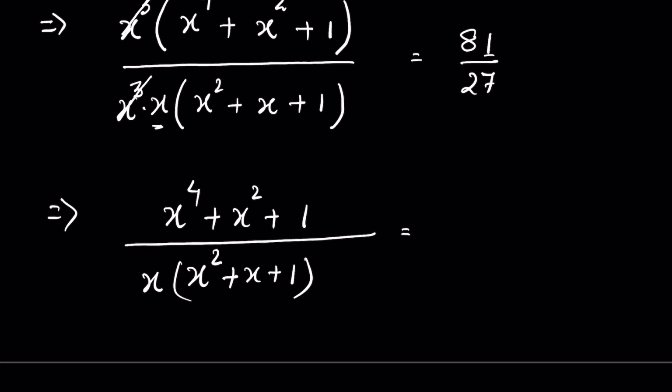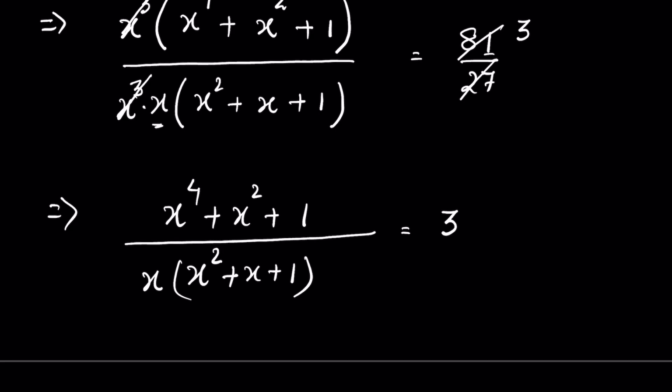So 81 divided by 27 is 3. 3 times 27 is 81. So we can write 3 here. Now send x to the right hand side. So it will be 3x.